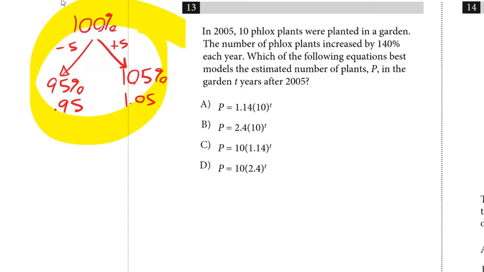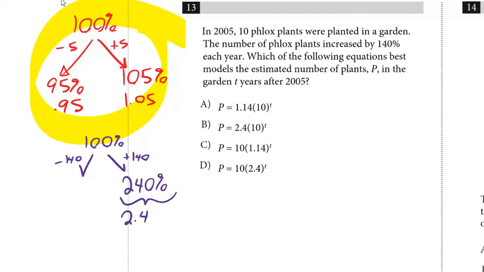Now, if we did the same thing for 140%, so going up by 140%, on the negative side it's kind of difficult because it would bring us to a negative percent, which doesn't really exist, or not for this type of situation at least. But going up by 140 brings you up to 240%. And in decimal form, that would be 2.4. So we're looking for the one that's got 2.4.